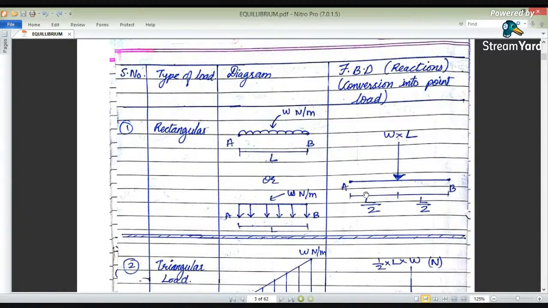So here W into L will be acting at the center, that is L by 2 and L by 2. We have converted this UDL into a point load whose intensity is WL, acting at the center of the beam. What about the unit for this W into L? It is converted into a point load, so the unit is newtons. The intensity was newton per meter, multiplied by meter, the meters cancel, so the unit of this point load is newtons.